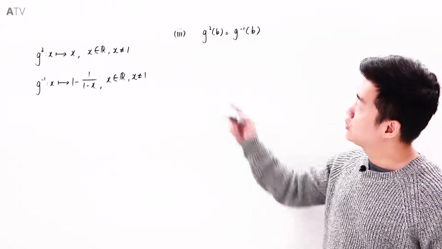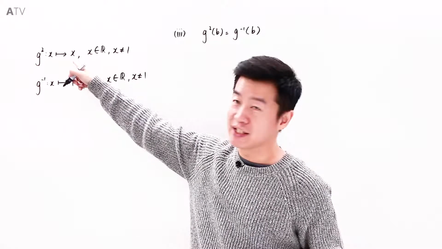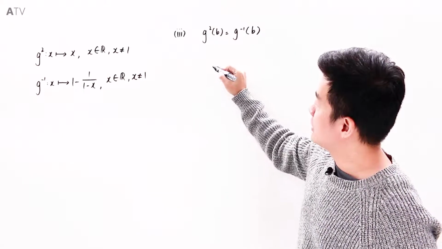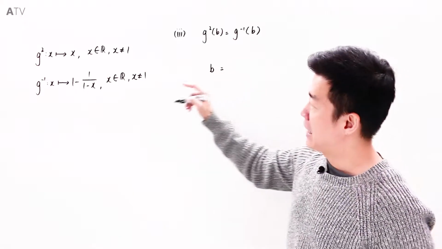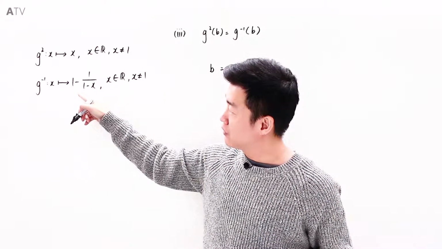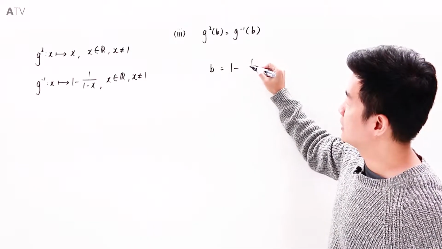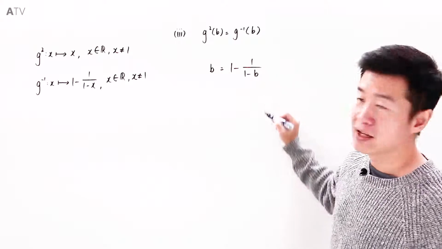From the previous part of the question, we have already found out the expression for g2(x), which is x, which means that g2(b) is going to be b. And we have found out the expression for g inverse x, which is 1 minus 1 over 1 minus x, which means that g inverse b will be 1 minus 1 over 1 minus b.